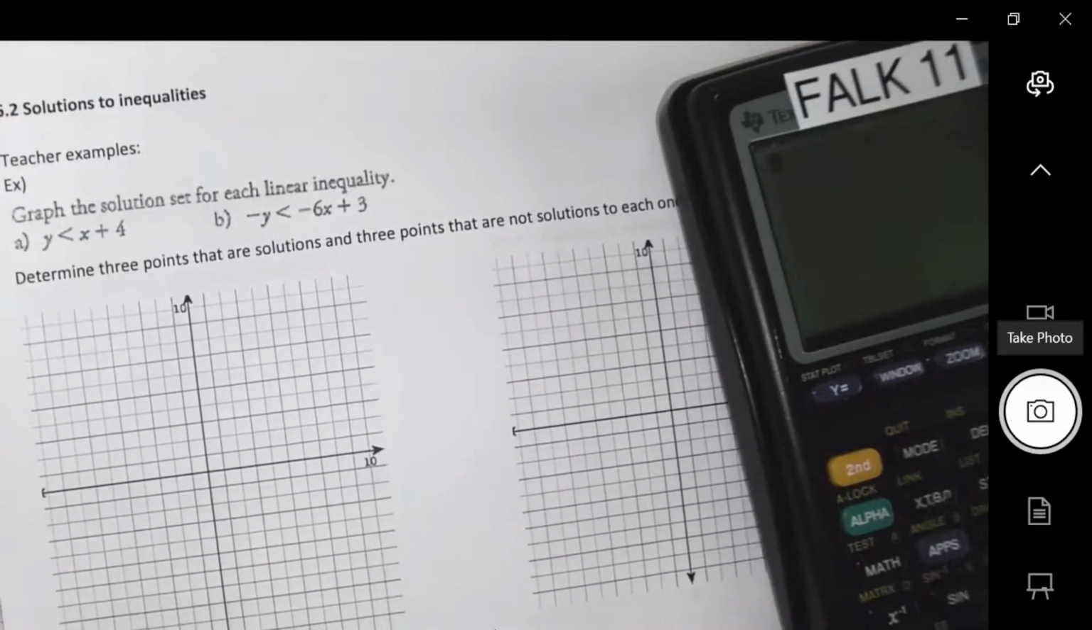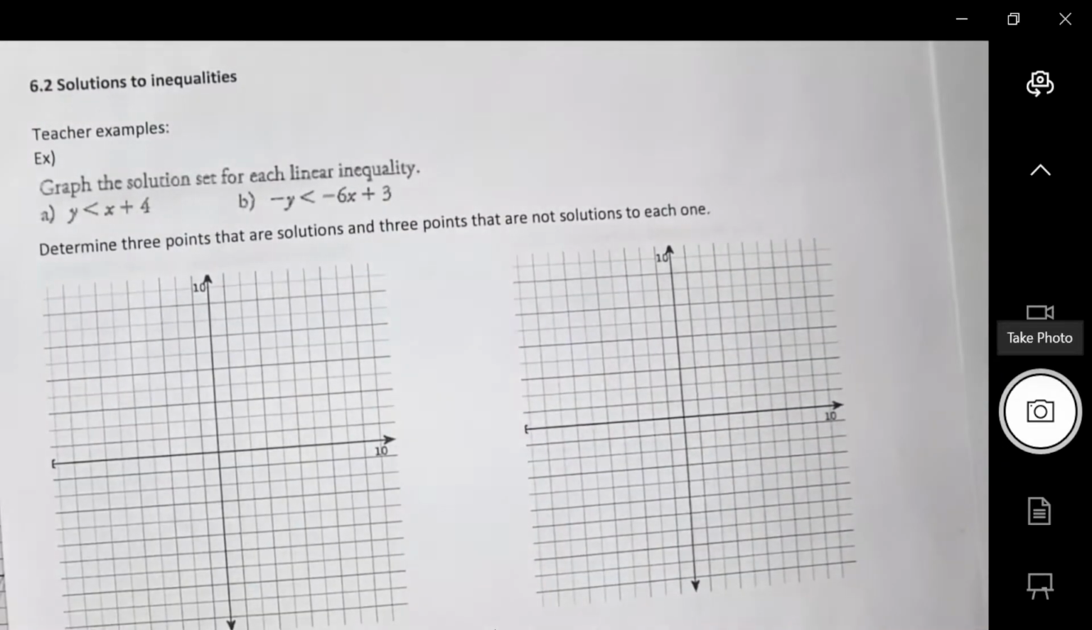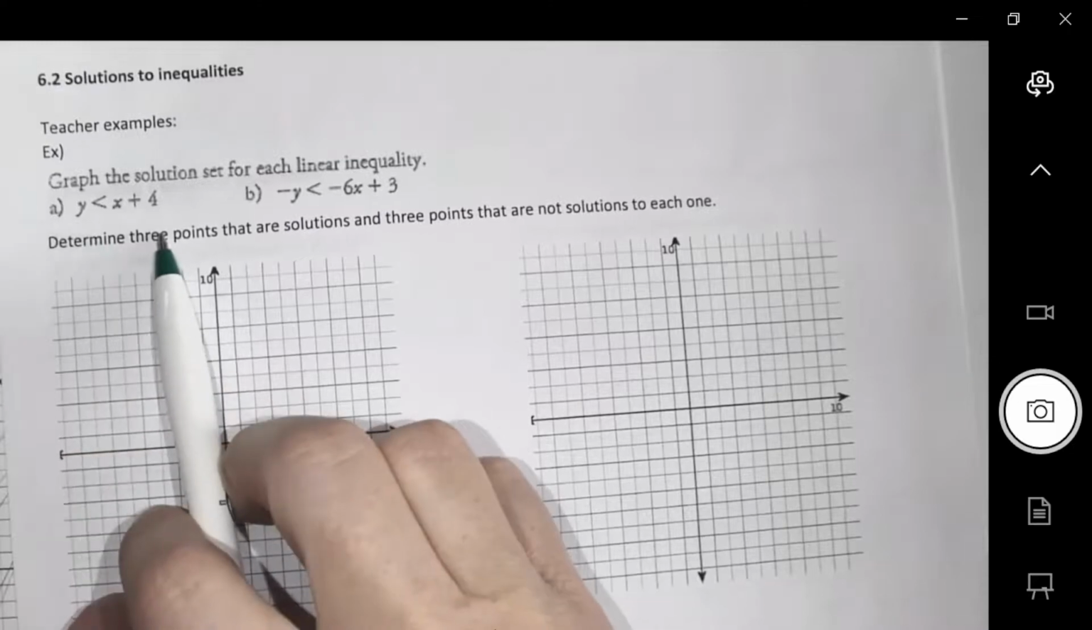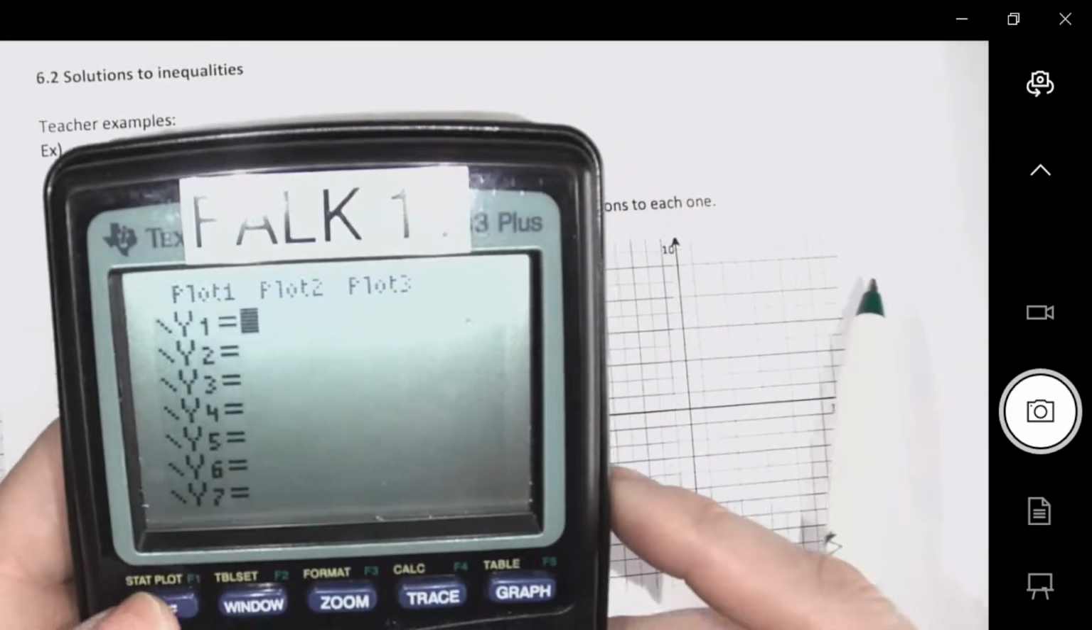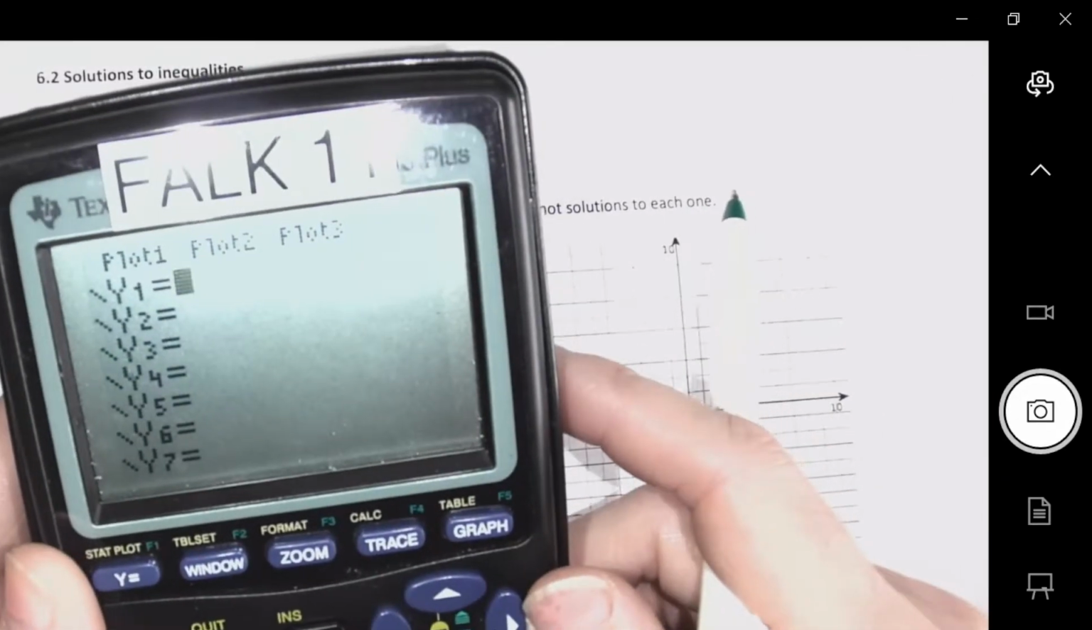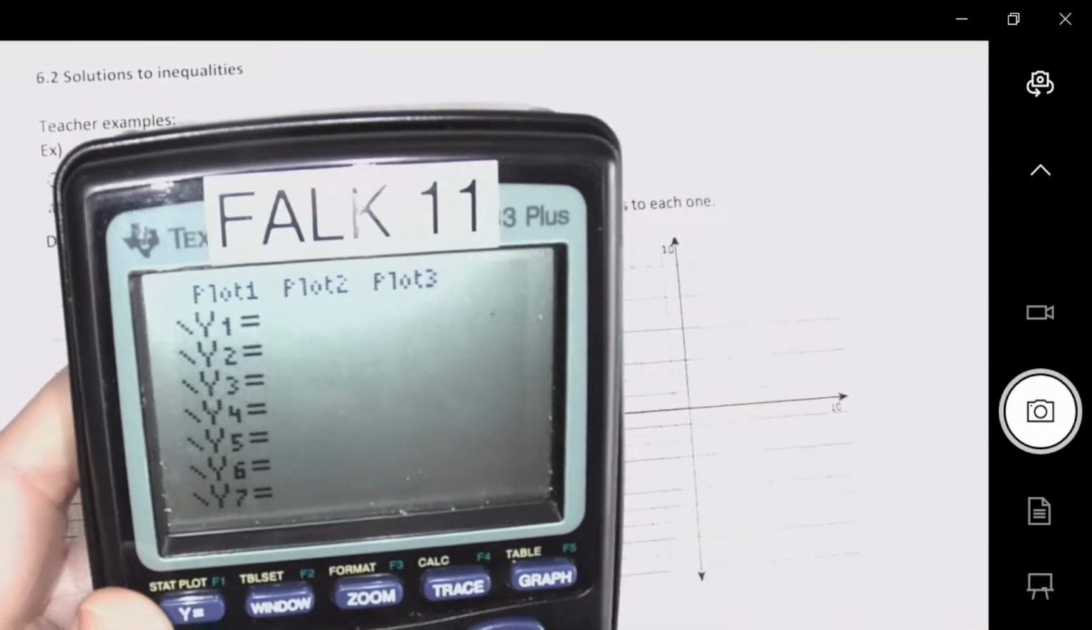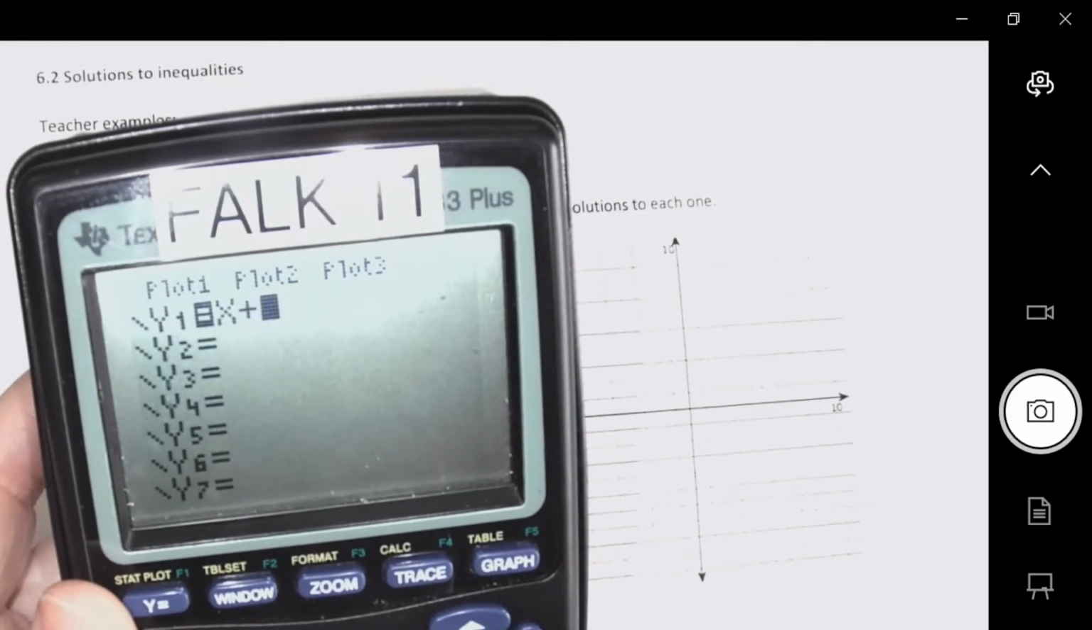Okay, so we're going to continue what we did yesterday, graphing inequalities. So this first one is ready for us because the y is alone. So I can go right to my calculator, y equals. So x plus 4.